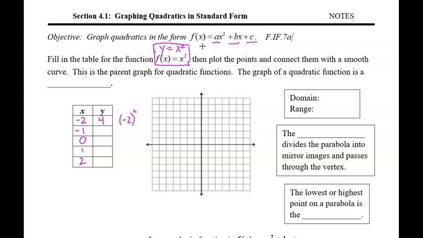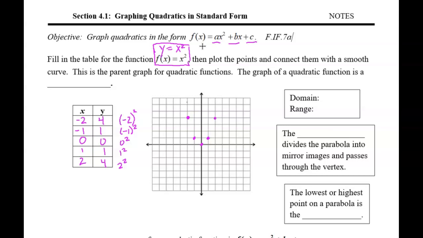So we'll plot that to the left 2 and then up 4. Then negative 1 squared, so negative 1 times negative 1 is 1. So left 1, up 1. 0 squared is 0. 1 squared is 1. And then 2 squared is positive 4, so to the right 2 and up 4. If we keep going, we'll find more points as well.